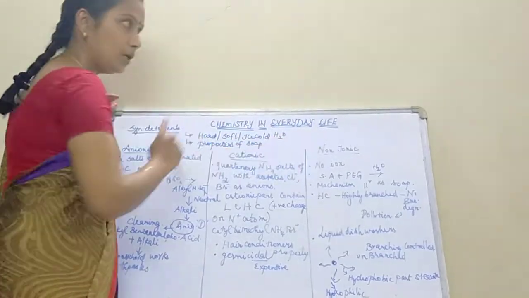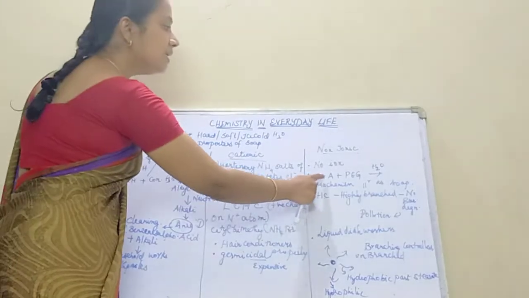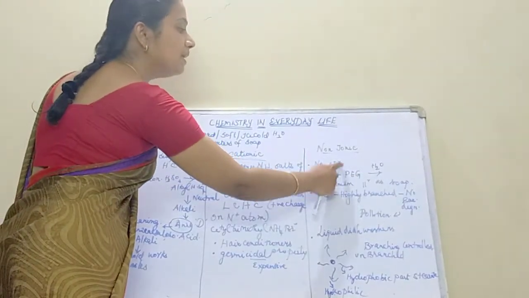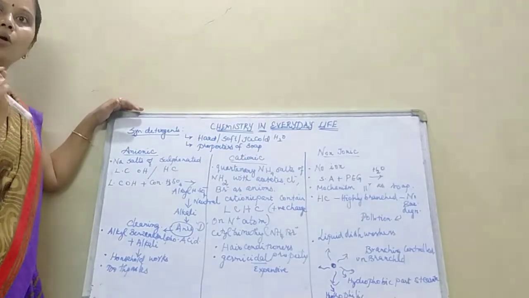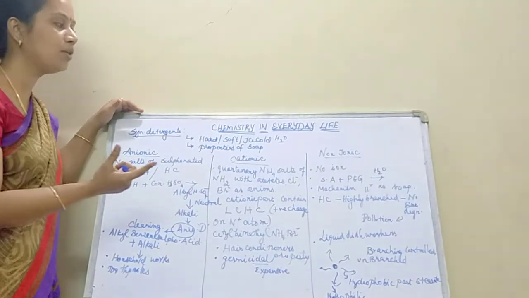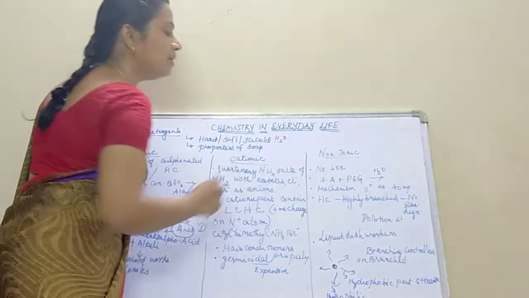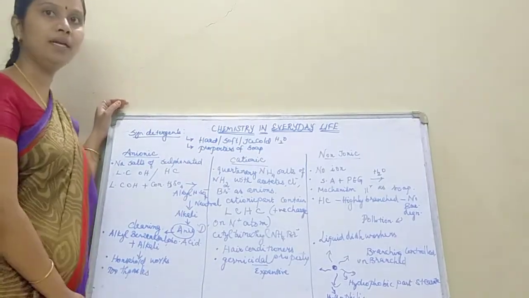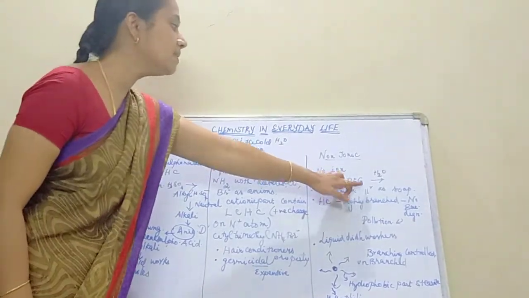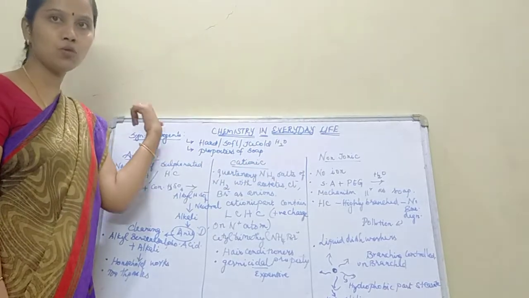Non-ionic detergents are produced by the action of stearic acid with polyethylene glycol, which should be hydrolyzed to give you a long chain detergent, which is called non-ionic detergent. Stearic acid we know already, we have seen in soap production.